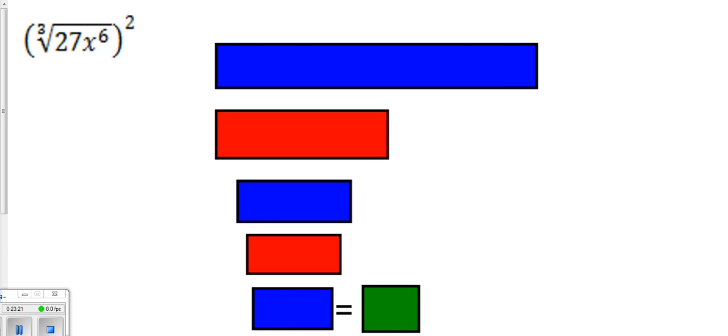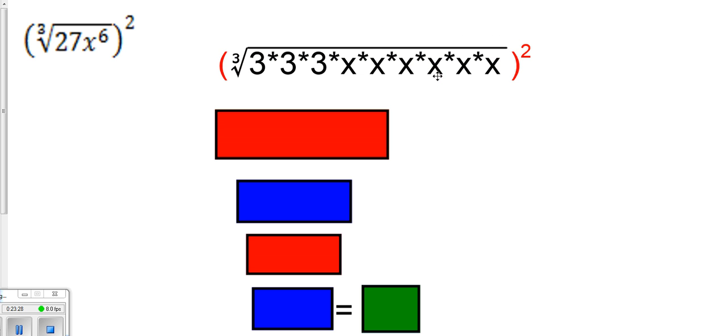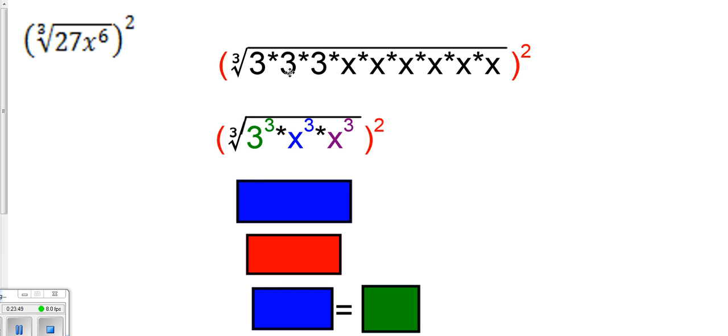So if we have a radical like this, cubic root of 27x to the 6th, all of that squared. Well, we're going to worry about squaring things at the very end. So I'm going to put those in kind of a red parentheses with the squared on the outside. And we're going to break down underneath the radical sign, so that radicand, like we did before. 27 is 3 times 3 times 3. x to the 6th is x times x times x times x times x times x. Group those into 3's. 3 times 3 times 3. So 3 to the 3rd power.